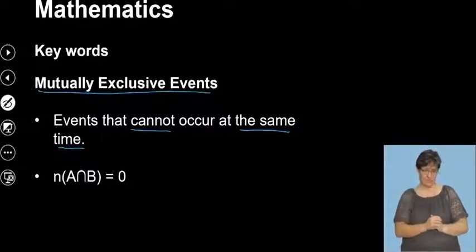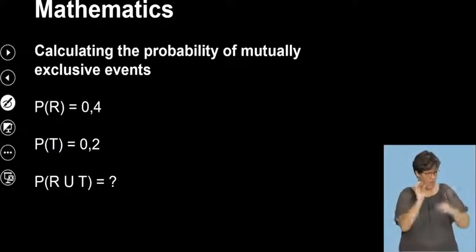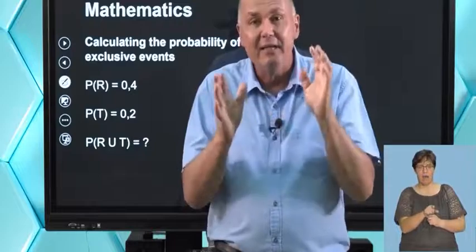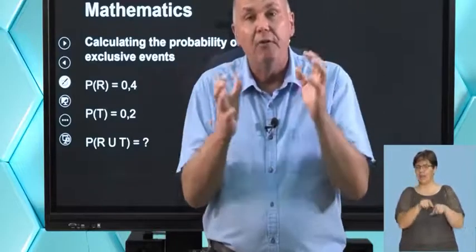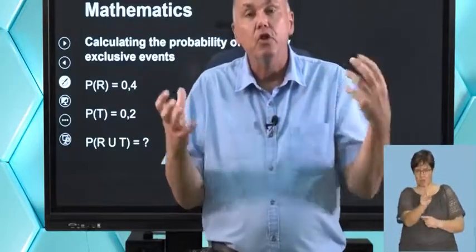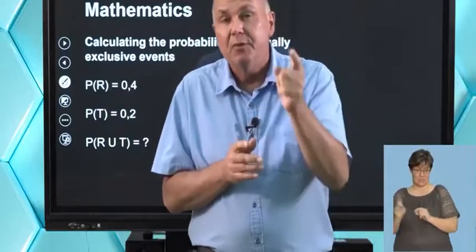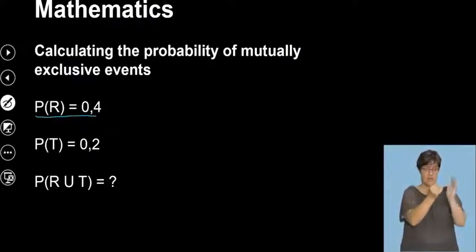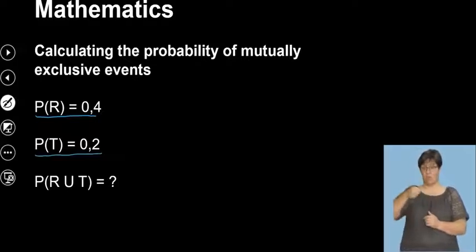Now, we often need to test if something is mutually exclusive. So we're going to do a little exercise or activity that helps us understand the idea of the union of two mutually exclusive sets. Have a look at the data first of all. We're saying that the probability of R is 0,4. The probability of T is 0,2.